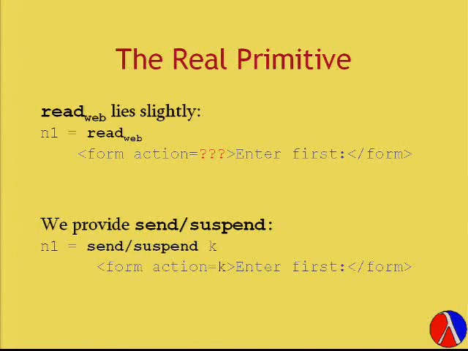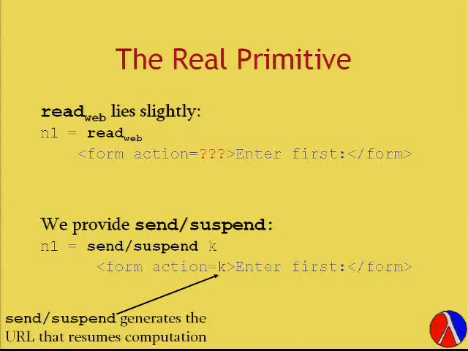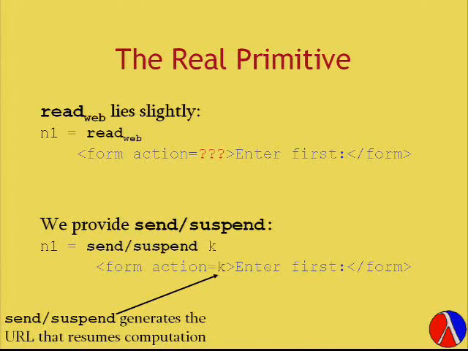Now, send suspend is a binding form. Okay? It binds a value to K, which you can then use in the body. For example, you can put K in the action field of a form. Okay? So send suspend is going to generate the URL that is necessary to resume the computation. You'll see lots of examples of this in just another moment.